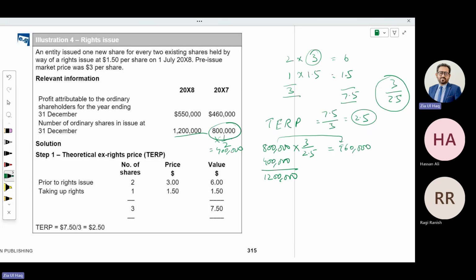If from this 1.2 million we deduct this 960, we are having the remaining. So this is relating to cash during the year, which needs to be proportioned according to months. When did we issue? 1st July. What's the year end? 31st December. How many months? Can you calculate the figure? 120?